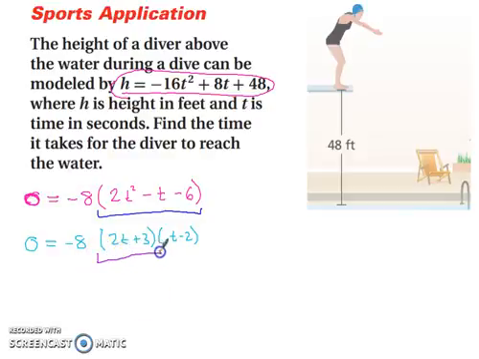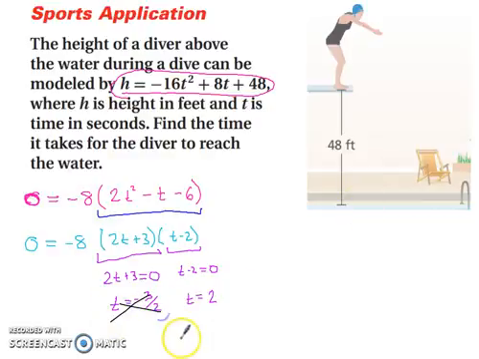Alright, so then our 0 for this first piece here, you're going to say 2t plus 3 equals 0, and when we solve for t, we end up with t equals negative 3/2. And then when we solve for the second one here, we have t minus 2 equals 0, so t is going to equal 2. Well, when you're dealing with time, you can't have negative time. So therefore, this one right here does not work out. So it's going to take 2 seconds for her to hit the water.